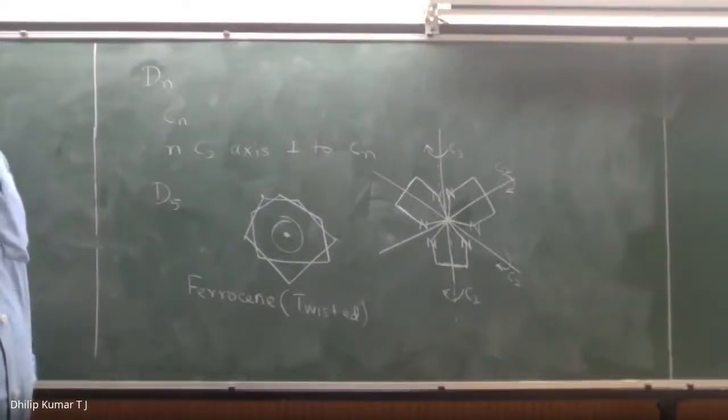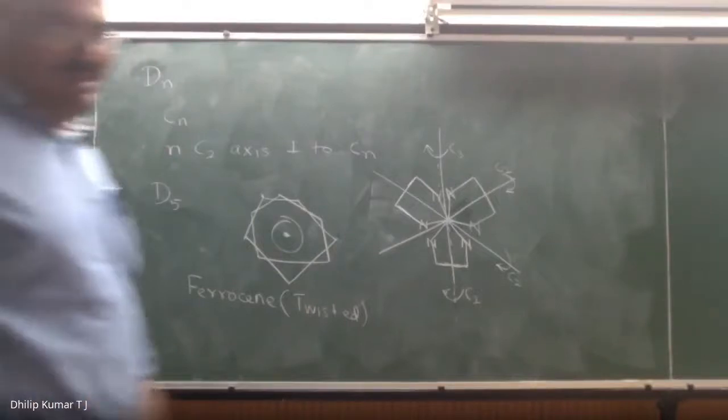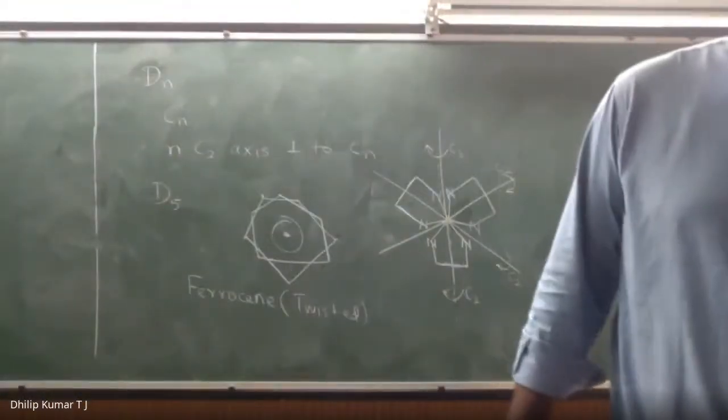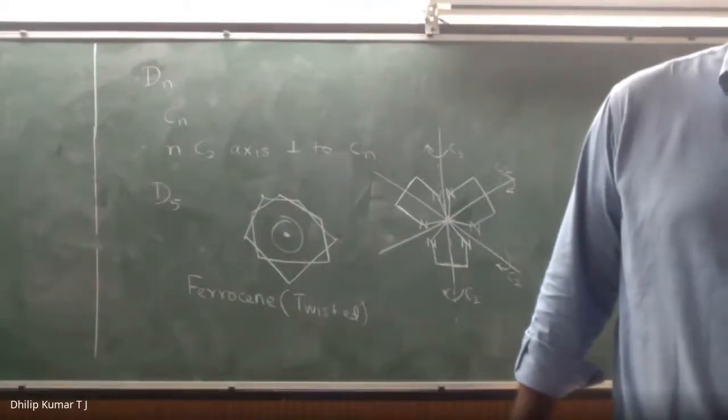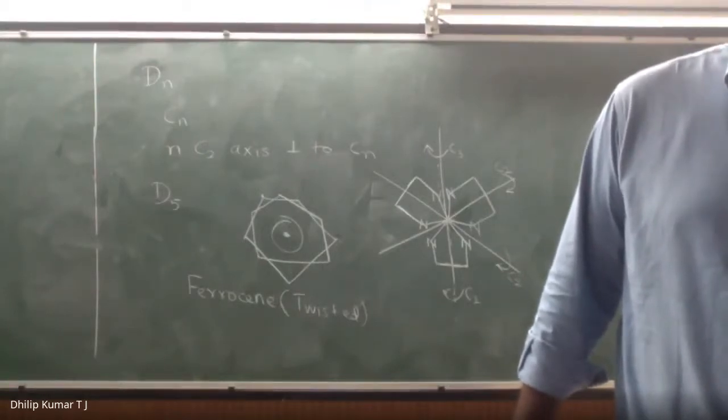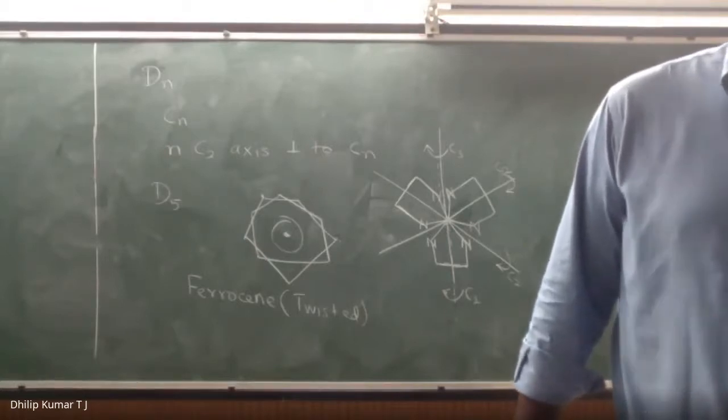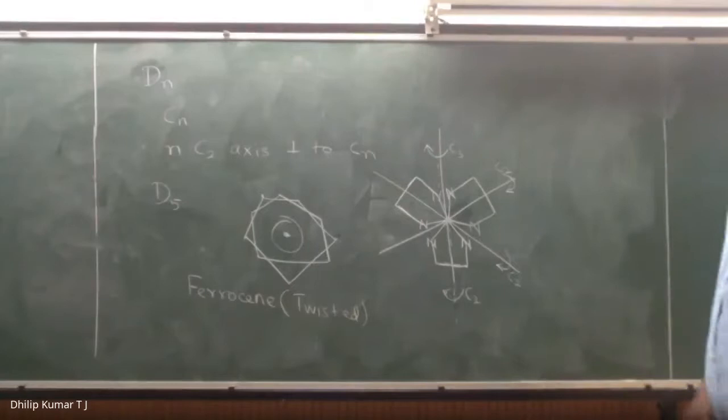Sir, I don't think that twisted ferrocene is D5. It's D5d. It has sigma d planes also. No, staggered is D5d. So staggered is the same as twisted, right? What is the difference? Yeah, some books say this one. Twisted is... let me check.